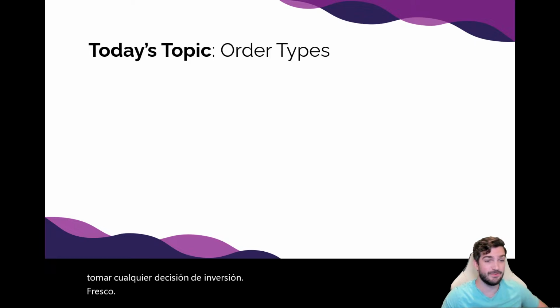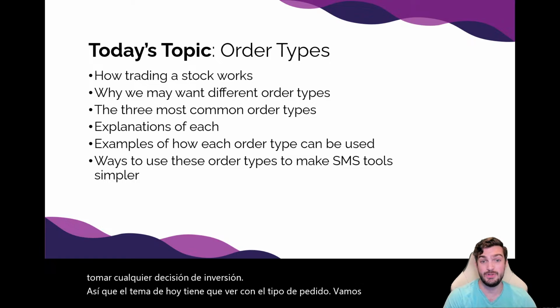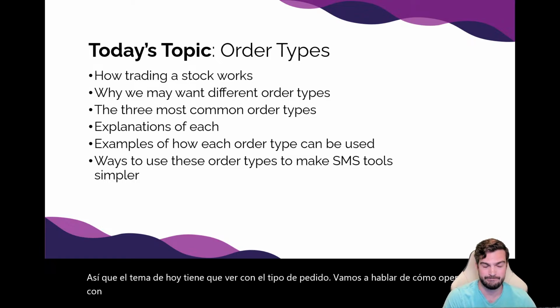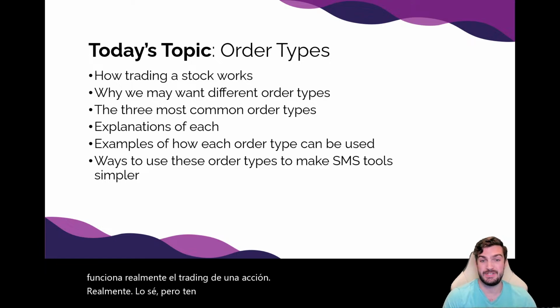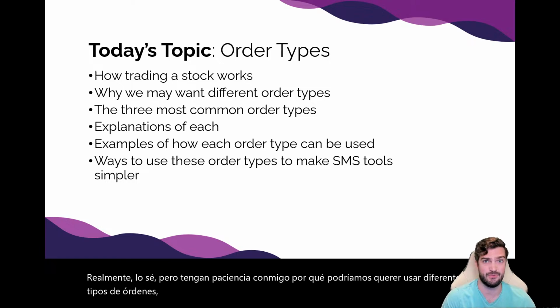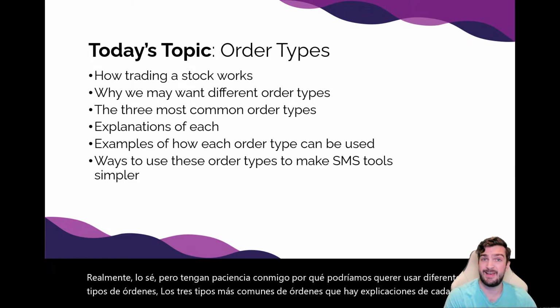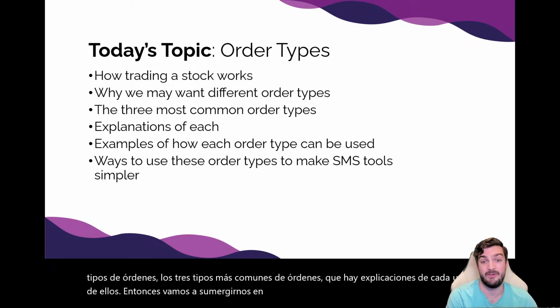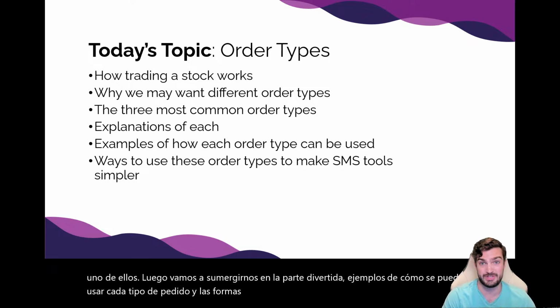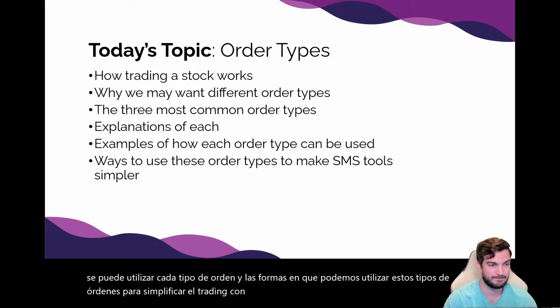Cool. So today's topic is all about order types. We're going to talk about how trading a stock actually works. Silly, I know, but bear with me. Why we might want to use different types of orders, the three most common types of orders that there are, explanations of each of them. Then we're going to dive into the fun part, examples of how each order type can be used and ways that we can use these order types to make trading using the Sectors Made Simple tools simpler.